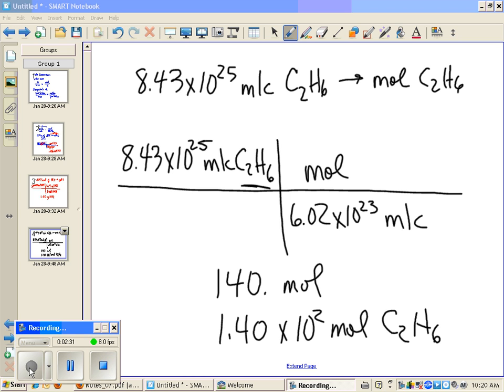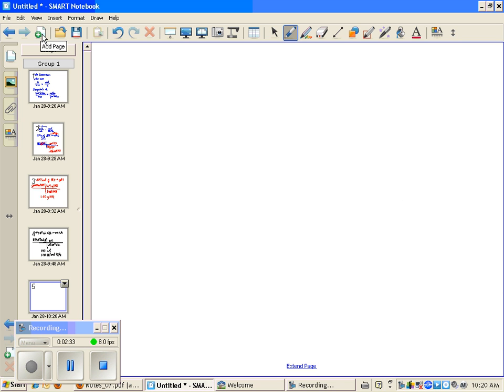Okay, now I'm going to change the page, and I'm going to go from moles to molecules. So let's say we have 1.32 moles of oxygen, and oxygen is a diatomic molecule, so that's why it's O2. And I want to figure out how many molecules of oxygen that will be.